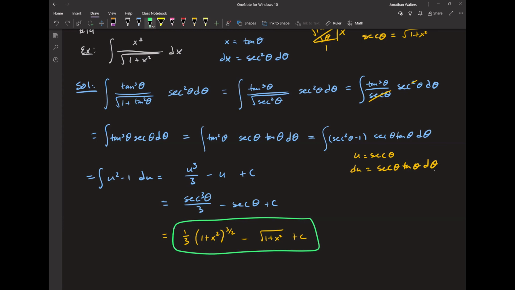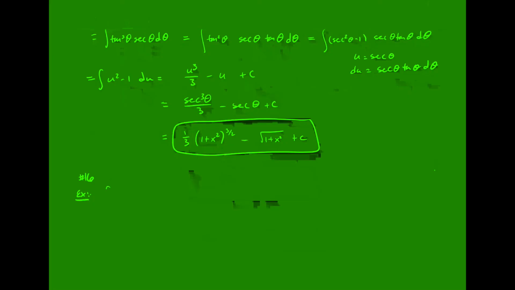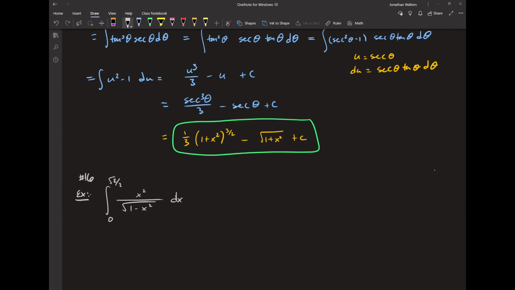All right, next. Next one has to be trig sub. Sorry, we voted for trig sub, and now we have to do trig sub. Integral from 0 to square root of 2 over 2 of x squared over square root of 1 minus x squared dx. So this one we have to do trig sub.